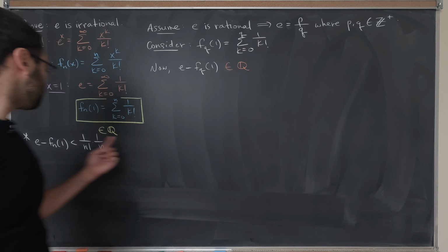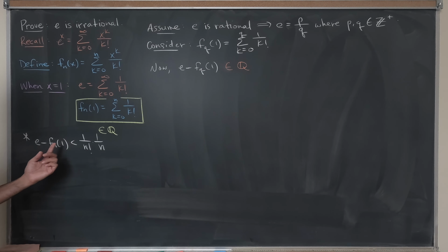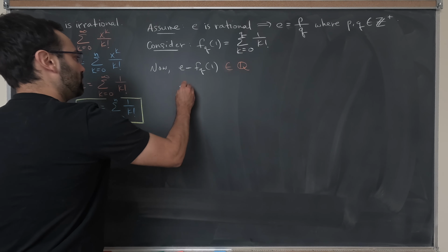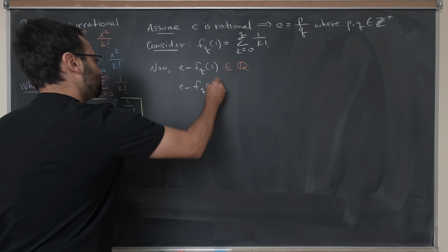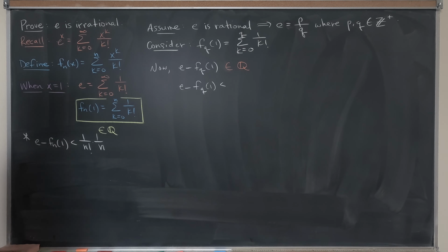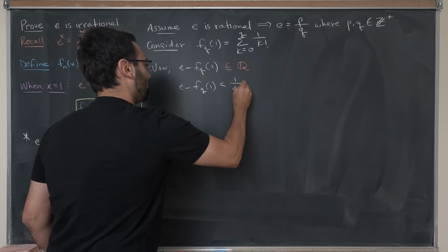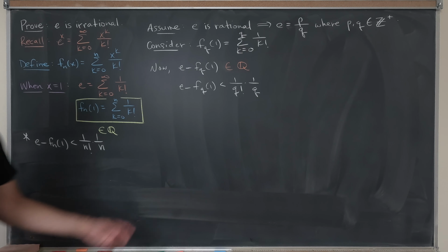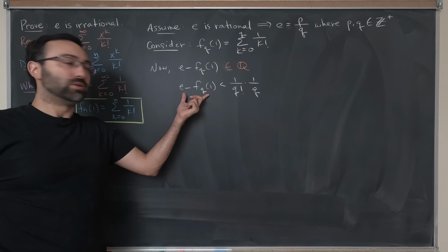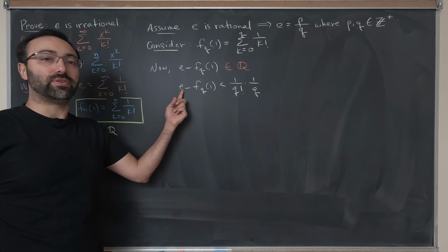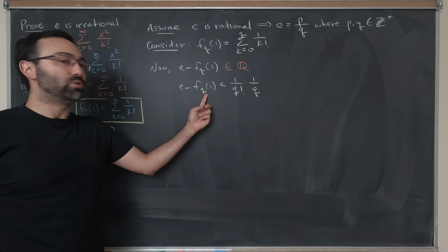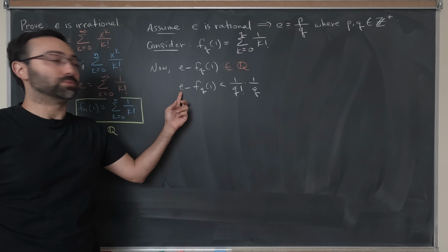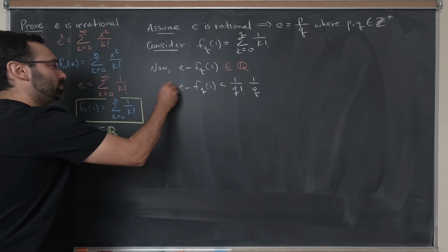Well, using our result from down here, if we just substitute q for n's, then what we can say is e minus f sub q of 1 is less than 1 over q factorial times 1 over q. But this has to be greater than 0 because e is an infinite sum, while f sub q of 1 is a finite sum containing the same terms as e, just fewer terms. So this is larger than 0.